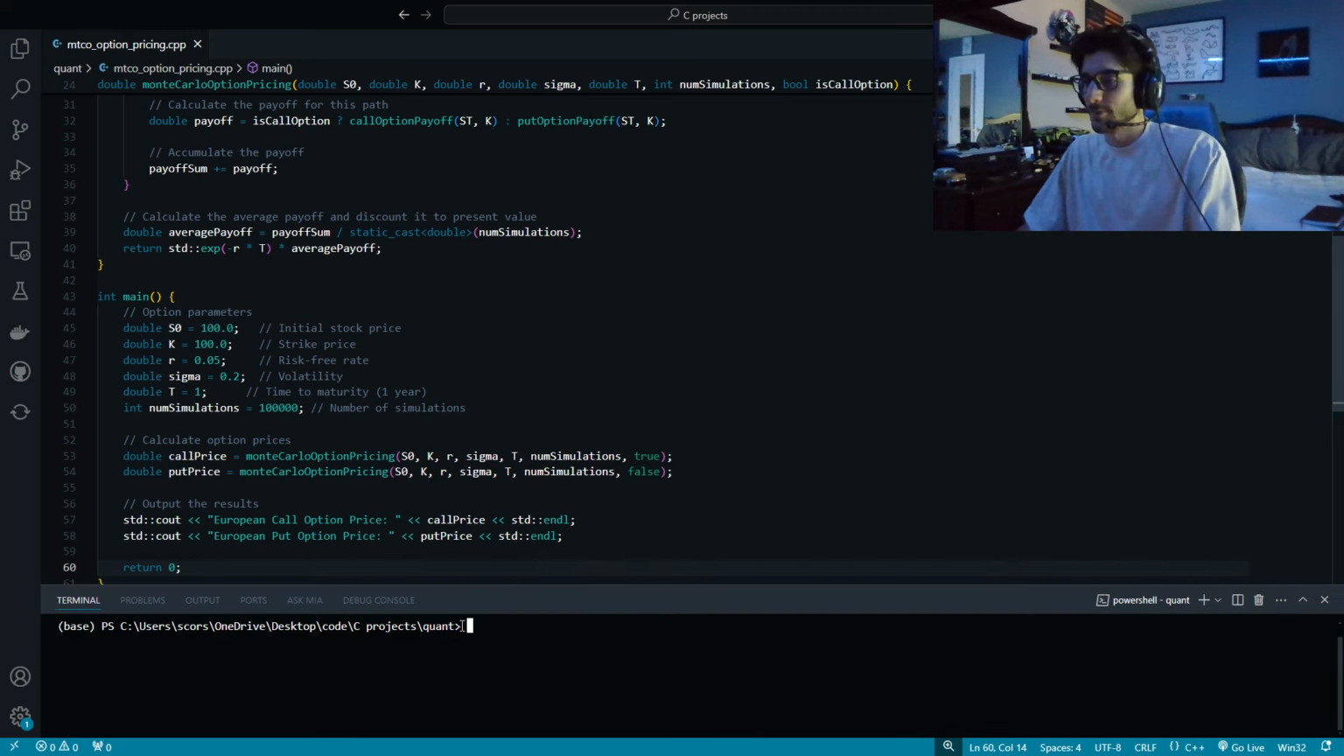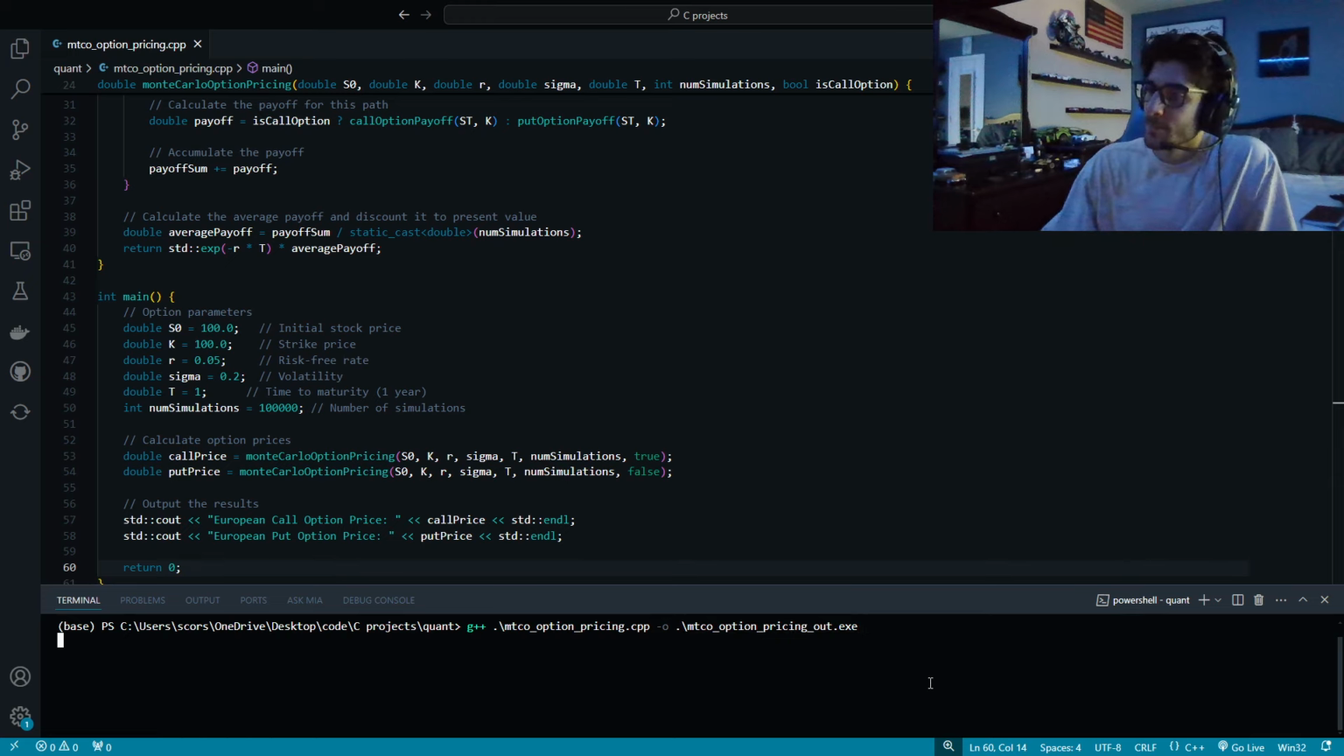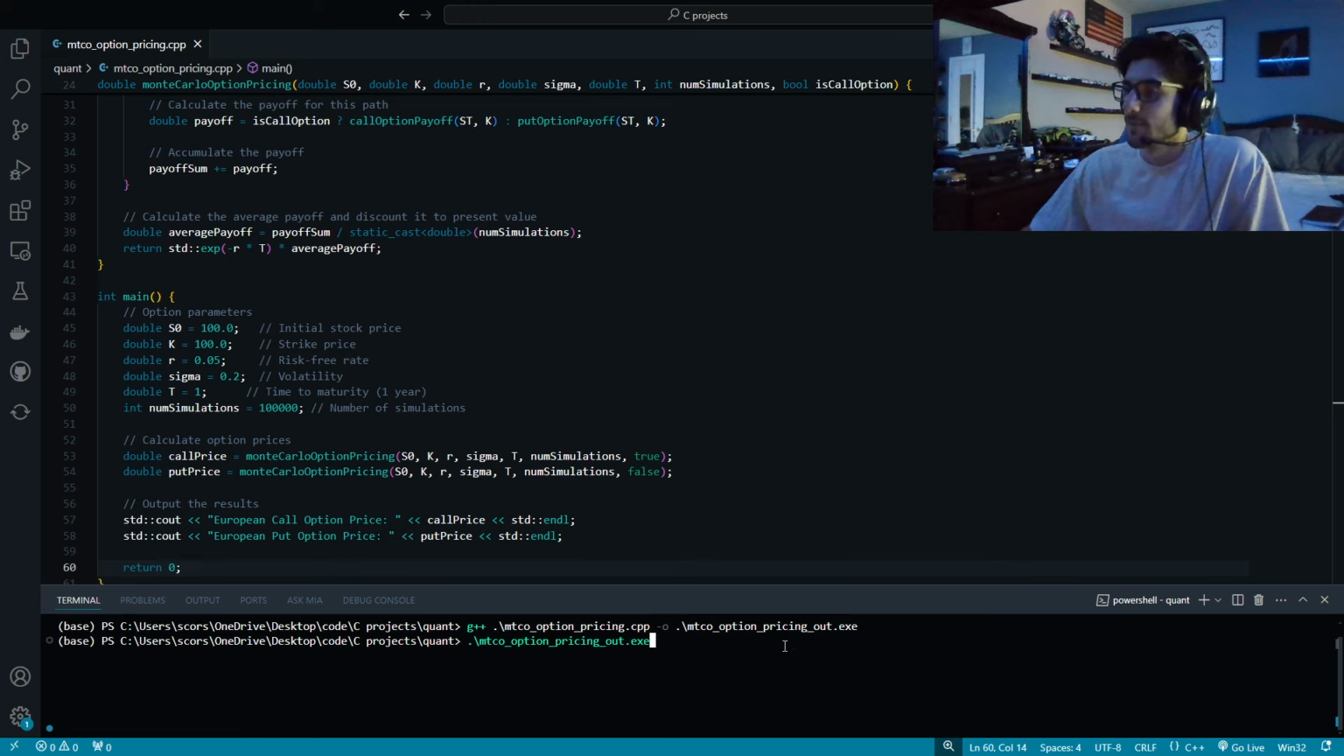So if we open up a terminal and we're in the right directory, you would need to say g++, whatever the name of your file is, -o, and then whatever you want to call your output file. I just called it Monte Carlo option pricing out.exe. So you'd run that command. Then you would just type in the name of this file, click enter, and there you go.